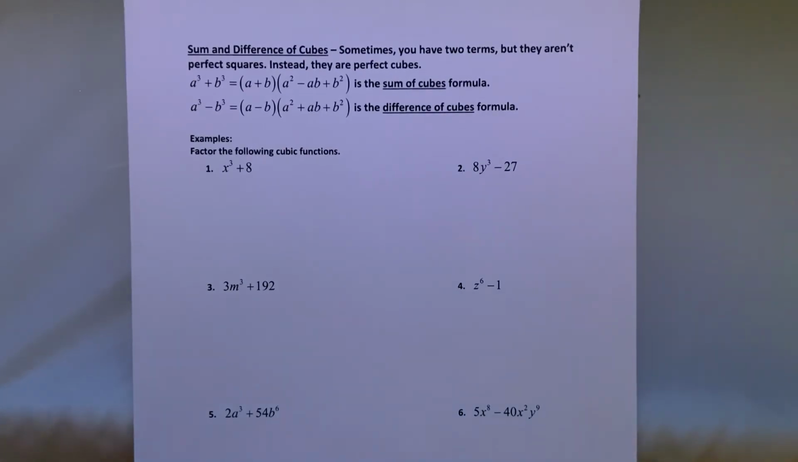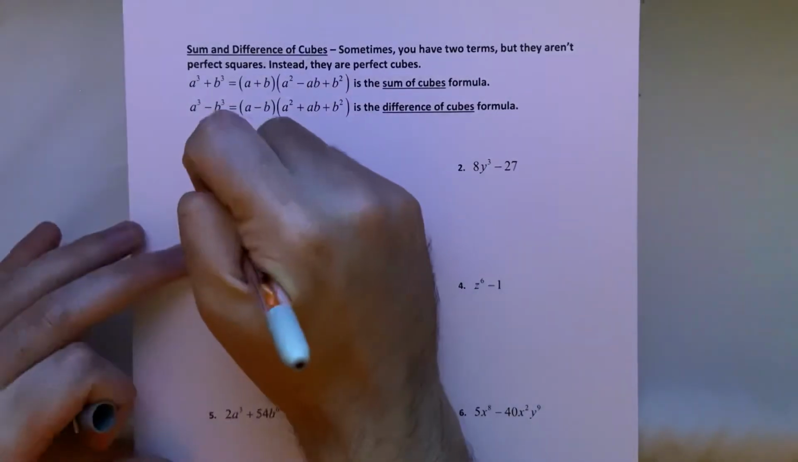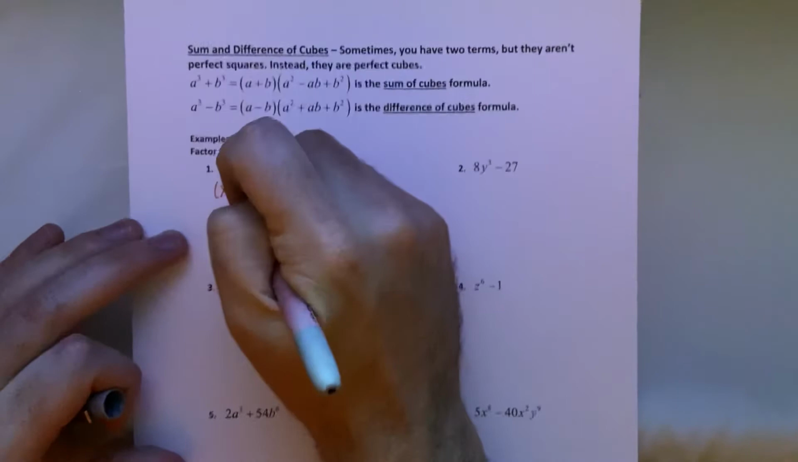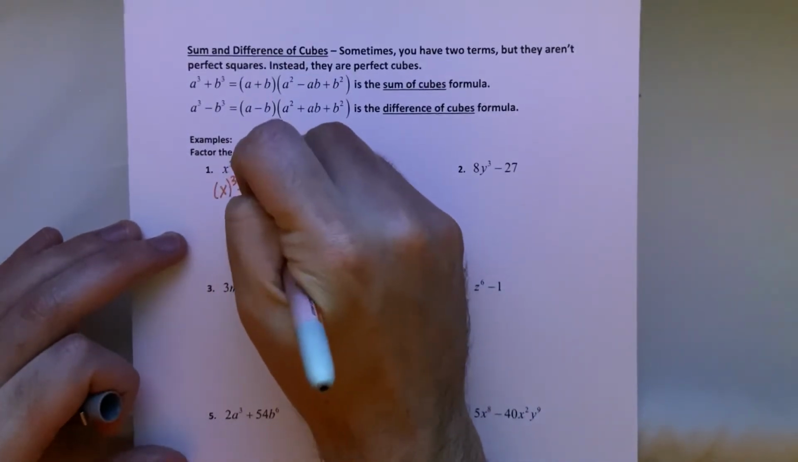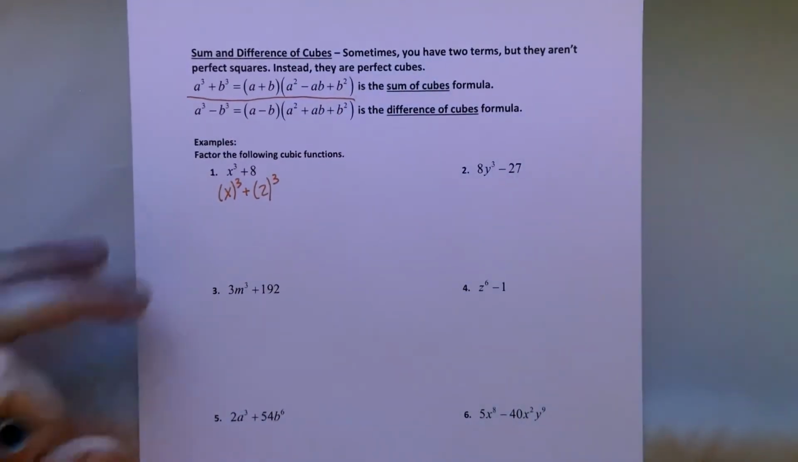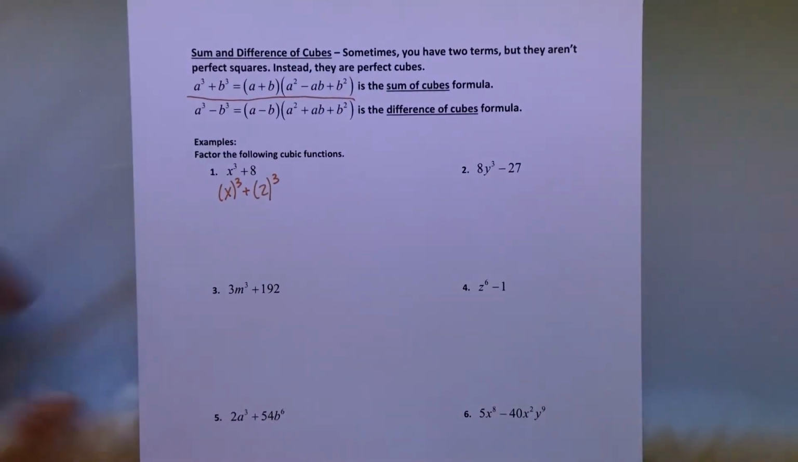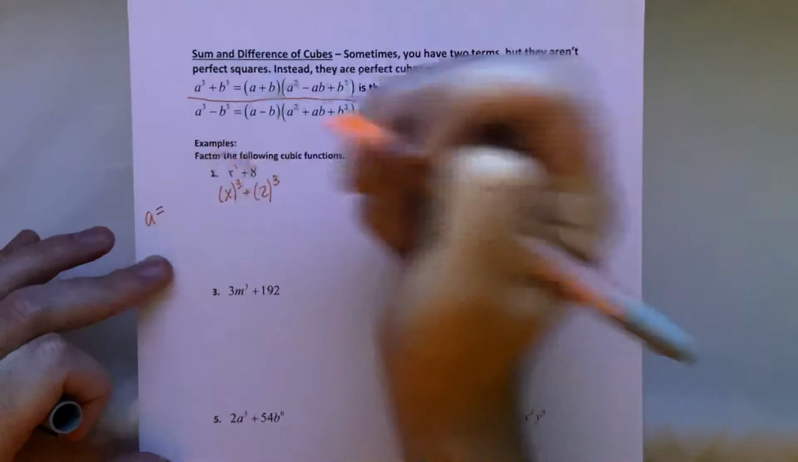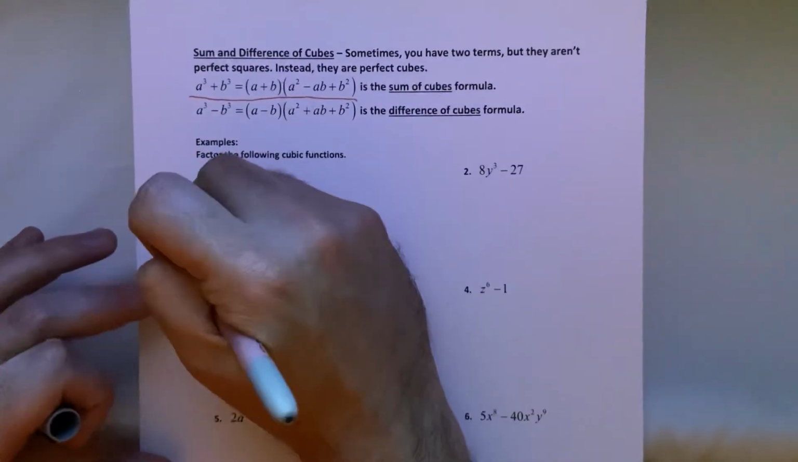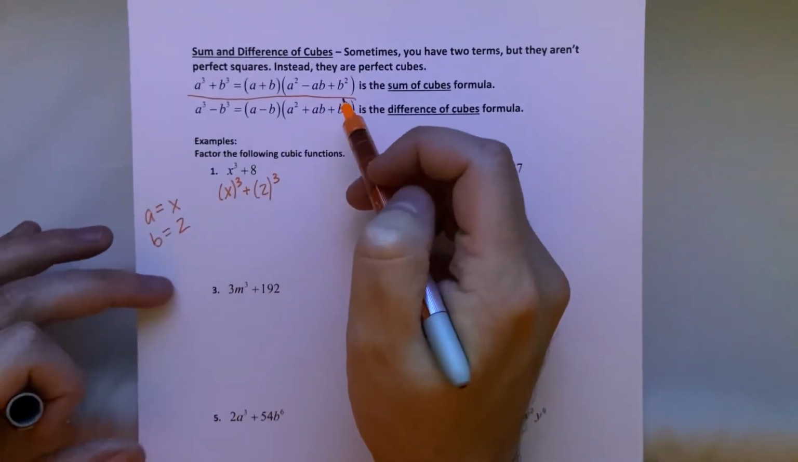So let's talk about factoring cubic functions. Both of these things need to be perfect cubes. So x cubed is a perfect cube. It's x cubed. 8 is a perfect cube. It's 2 cubed. Now there's this formula up here, which you're just going to have to know. If there's a plus in the middle of them, there's the sum of cubes formula. A is x here. In this case, it's the first thing cubed. B is 2. And I just plug it into the formula.